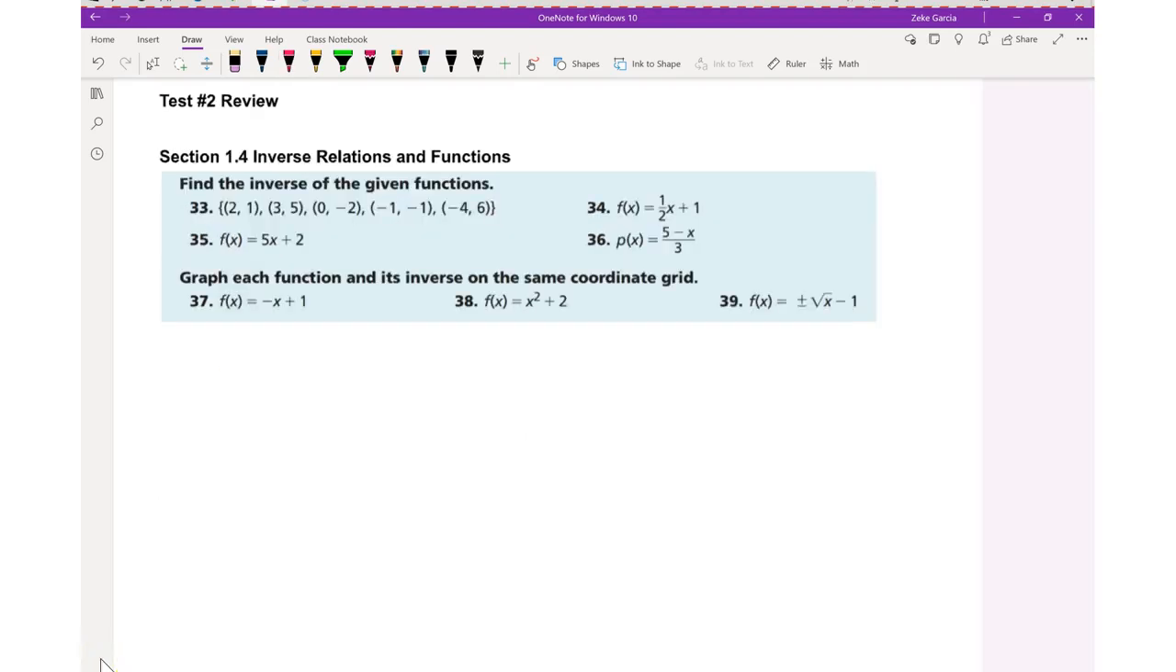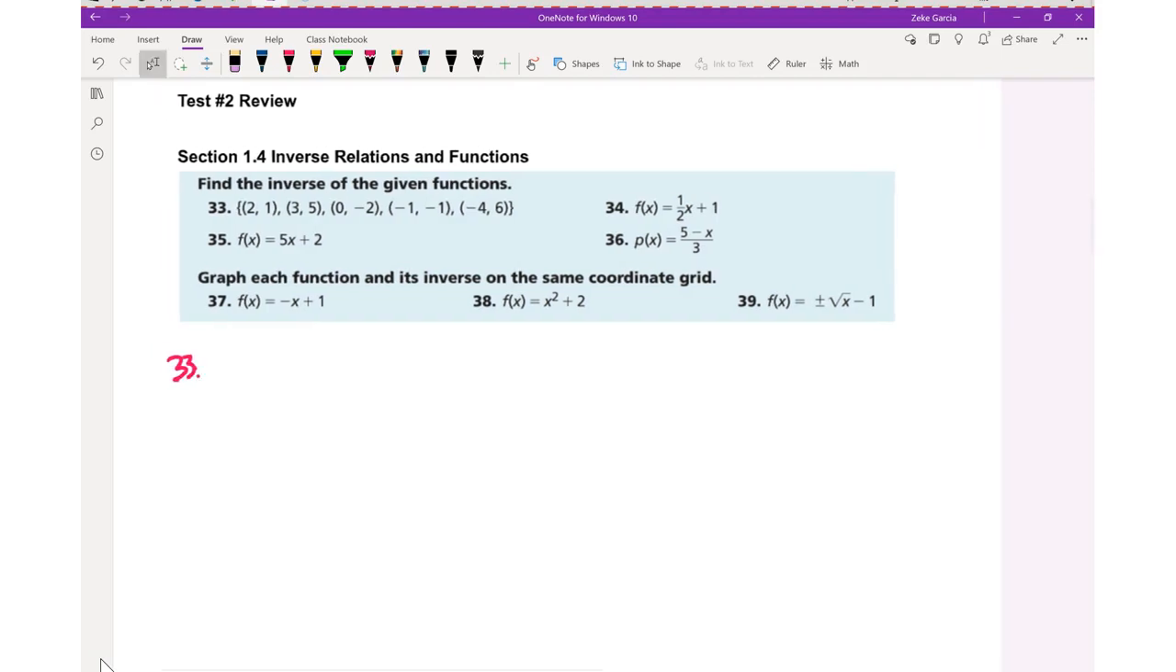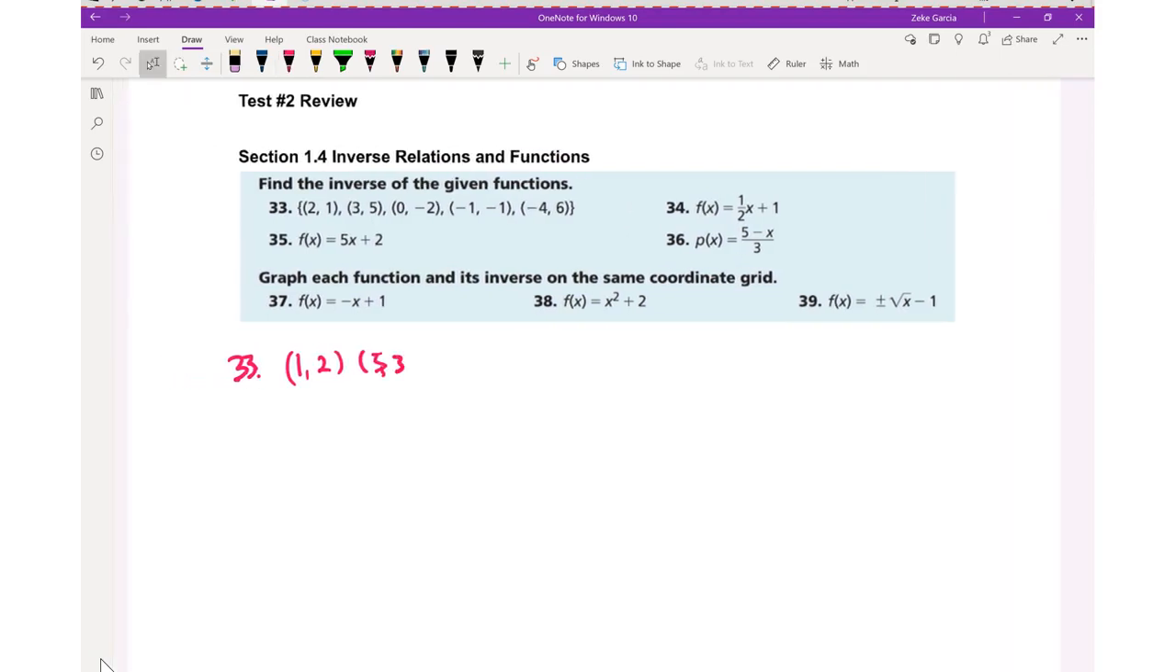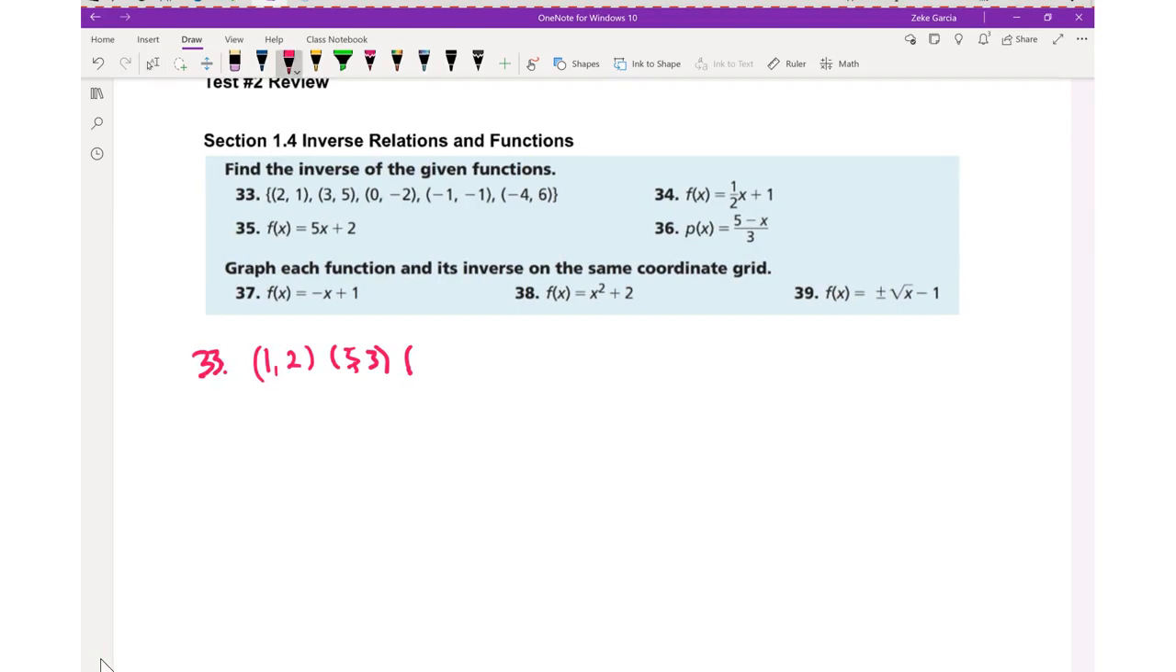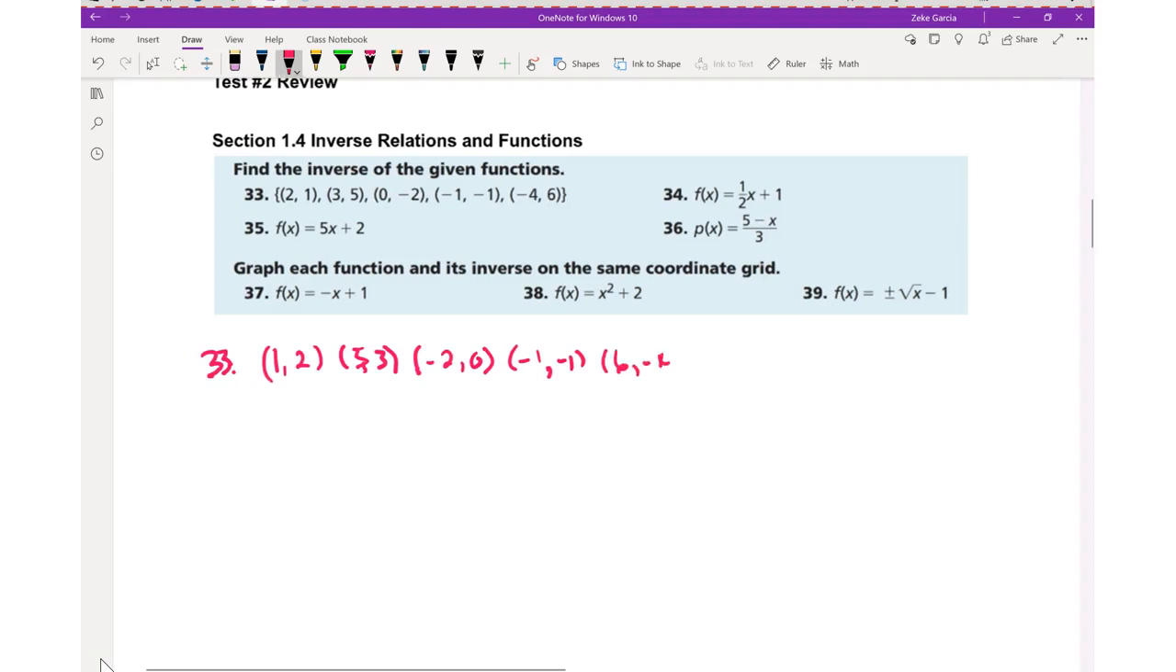I'm going to go ahead and do problems 33 and 36. I'm going to find the inverse. So let me go ahead and write 33. So the inverse of 2, 1 will be 1, comma 2. The inverse of 3, 5 will be 5, 3. We have the inverse of 0, negative 2, so it's going to be negative 2, 0. Of course, the next one is negative 1, negative 1. And the next one is 6, negative 4.